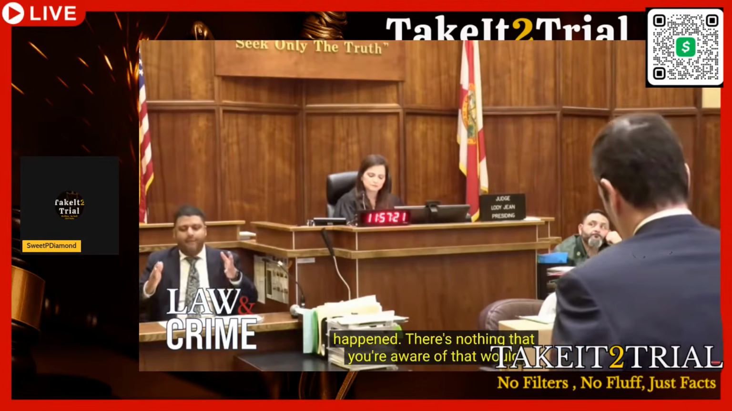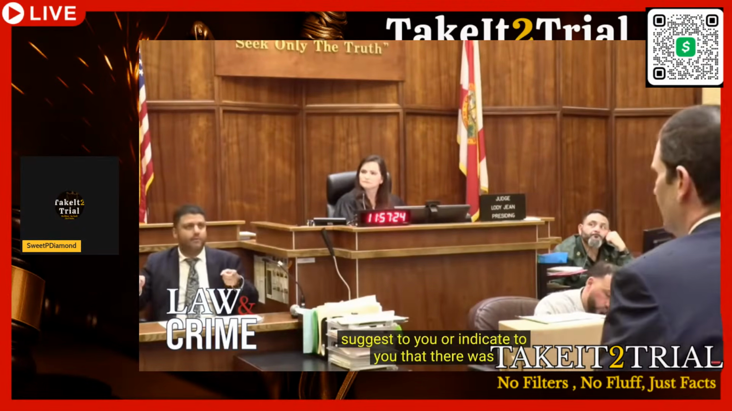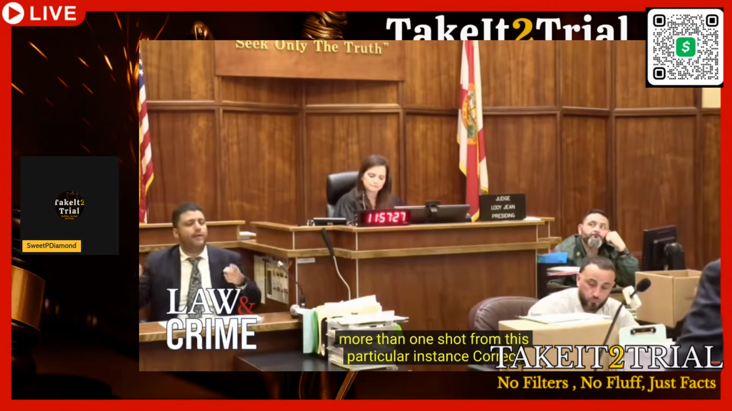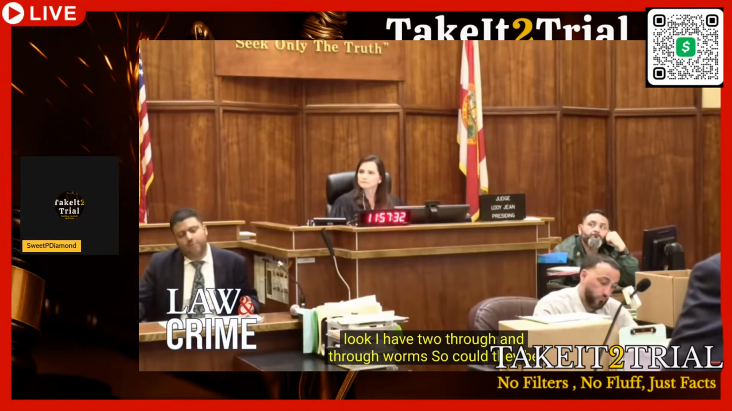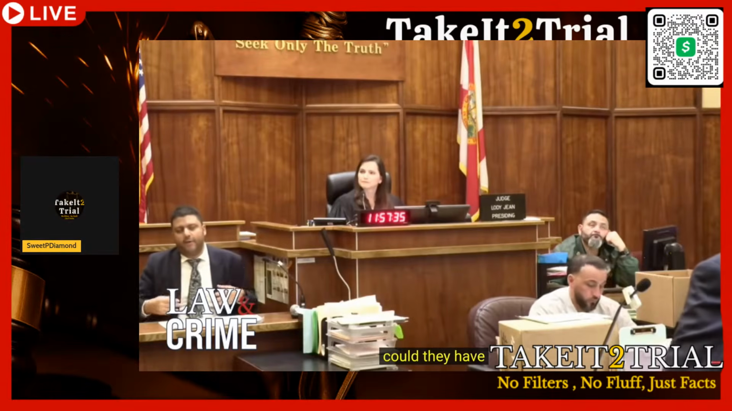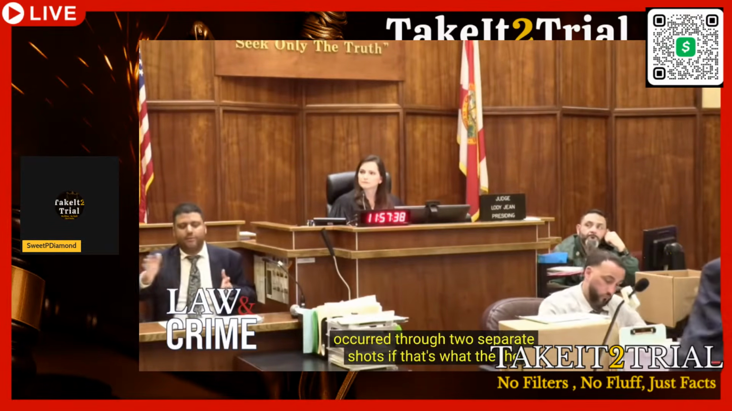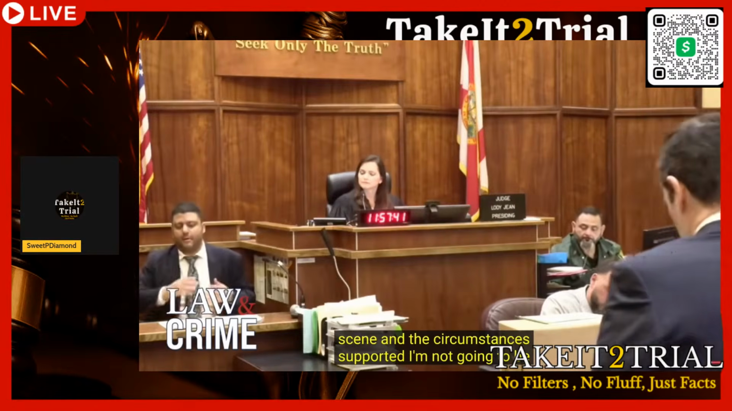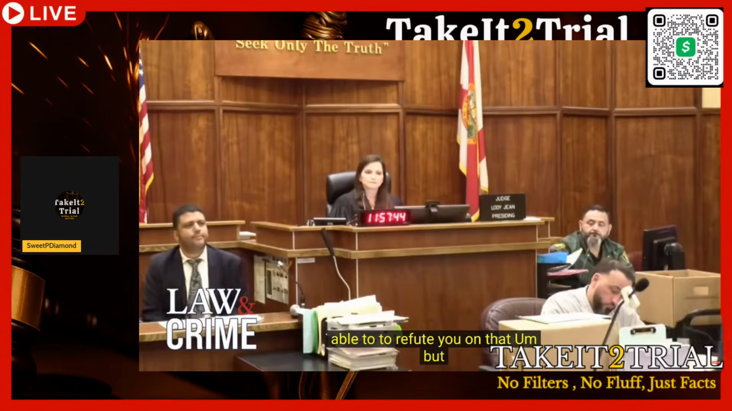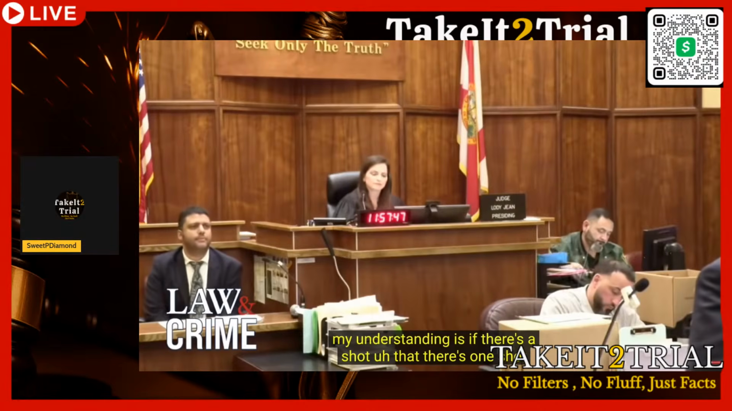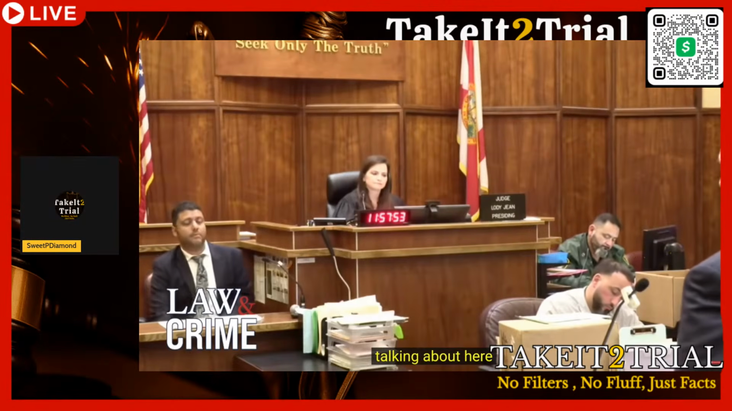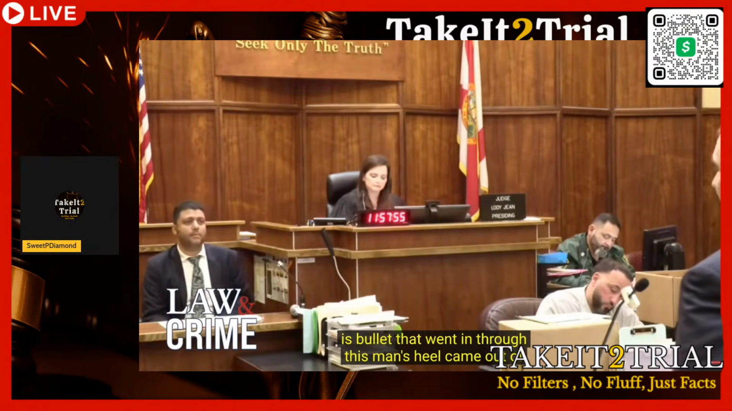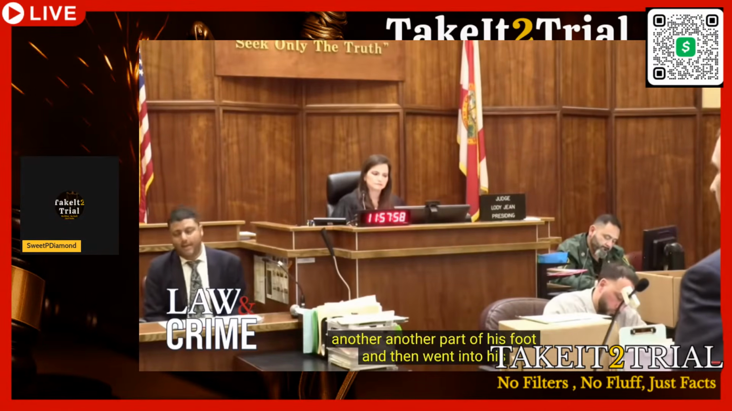Right. Look, I have two through-and-through wounds. Could they have occurred through two separate shots? If that's what the scene and the circumstances supported, I'm not going to be able to refute you on that. But my understanding is if there's one shot, one bullet fired, this is how it would occur. So what we're talking about here is a bullet that went in through this man's heel, came out of another part of his foot, and then went into his leg and came out of another part of his leg. Is that correct? Yes, the right thigh and then out the front of the right thigh.